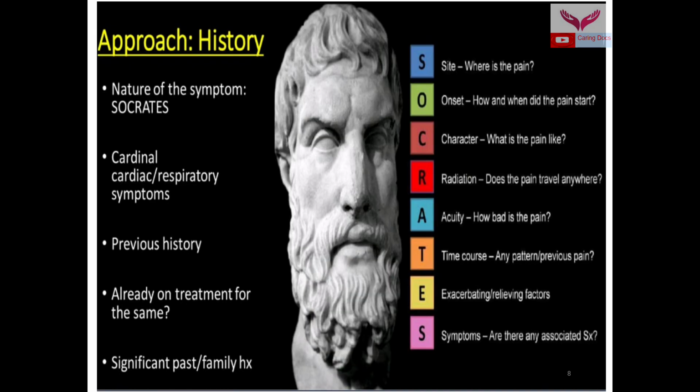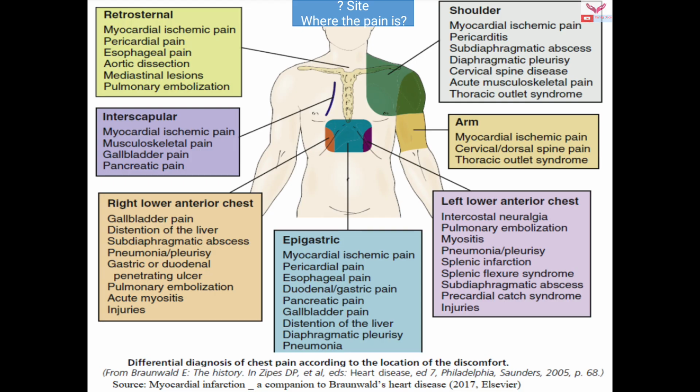So SOCRATES: S is the site, where is the pain; O is the onset, how and when did the pain start; C is the character of the pain; R is the radiation, does the pain travel anywhere; A is the acuity, meaning how bad is the pain, so we have to categorize pain on the visual analog scale; then the time course, any pattern or previous pain; E is the exaggerating or relieving factors; and S is whether there are any associated symptoms or not.